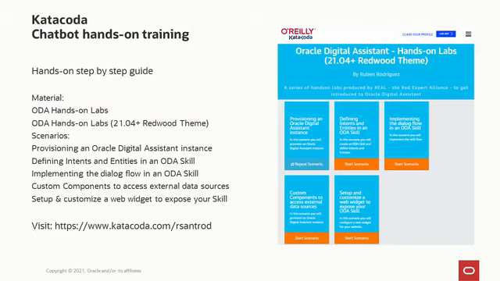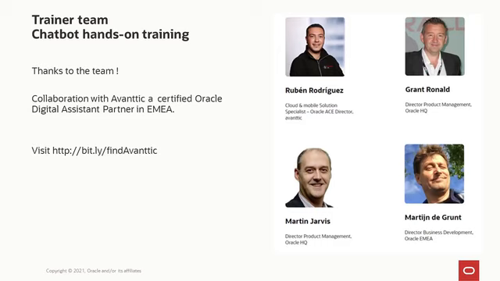The training is available in the Katacoda platform. Hands-on labs include 5 scenarios, including provisioning, to start with intents and entities, to implement a dialog flow, create a custom component, and set up a widget. Special thanks to the trainer team, Ruben Rodriguez from our partner, Avantic, Grant Ronald with the best practice session, and Martin and Martin who will join us today.